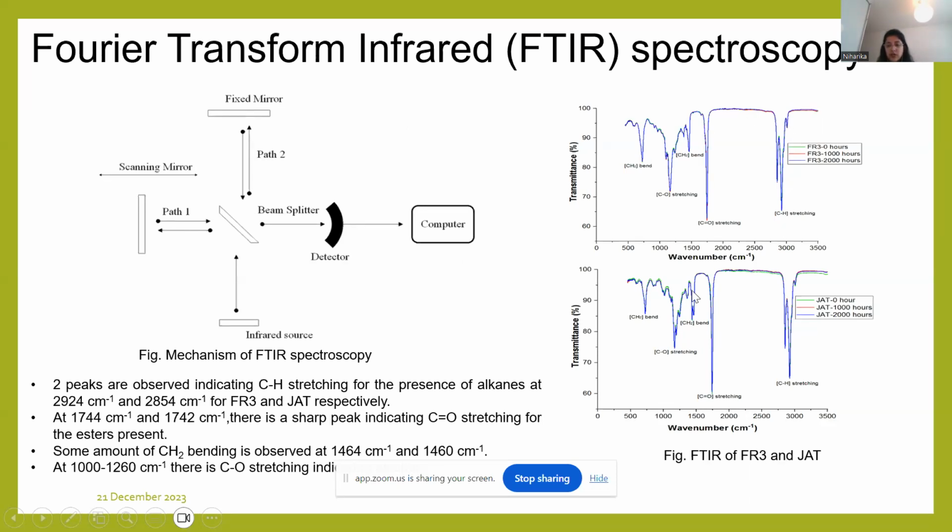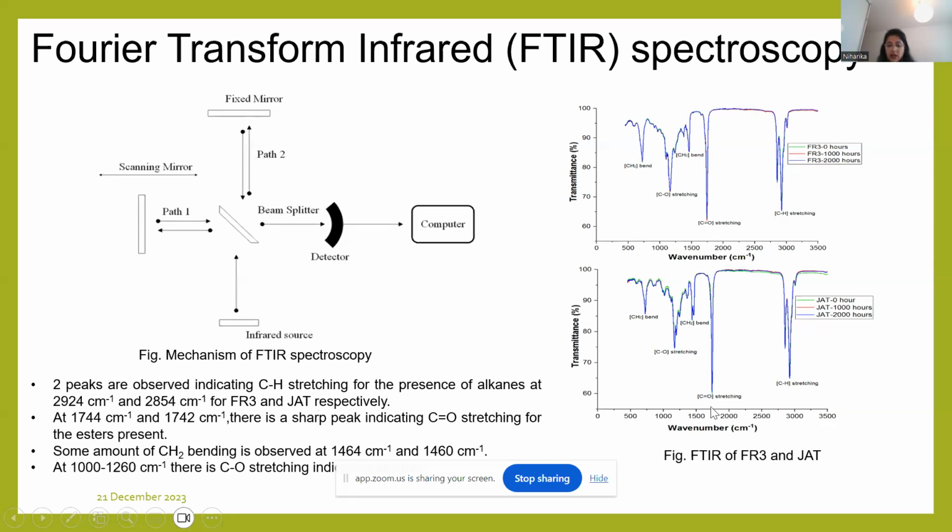For the Jetrophy as well, we can see that the chemical structure has not changed much. Two peaks are observed for the CH stretching. These are chemical terms used in FTIR spectroscopy, stretching and bending. The CH stretching is observed for both the oils, and we can see they are both vegetable oils. The structure is similar, and all these peaks are observed at nearly the same wave number. The CH stretching indicates the presence of alkanes.